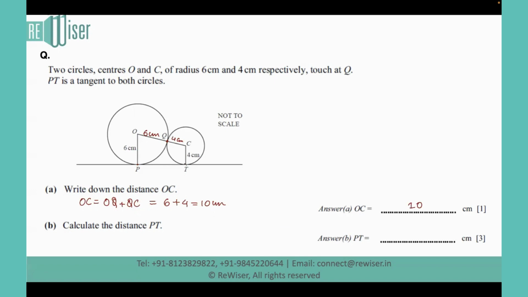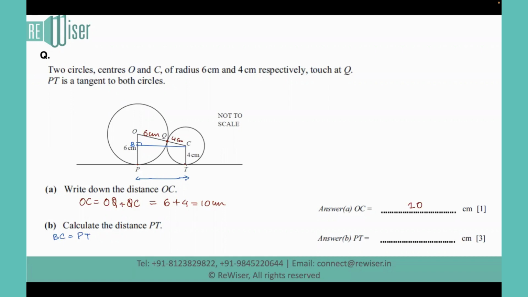Now we have to find the length of PT, which is a little tricky part, and we'll see how to solve this. To find the length PT, I'm going to drop a perpendicular from C on the line OP. That is basically the radius of the first circle. When we have dropped the perpendicular, I'm going to mark this point as B, and we can see that BC length is equal to PT. And if we can find the length BC, we know what is the length of PT.